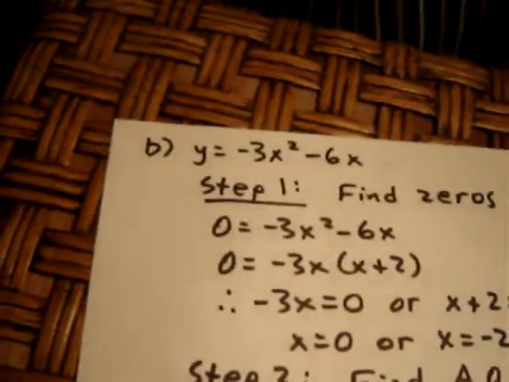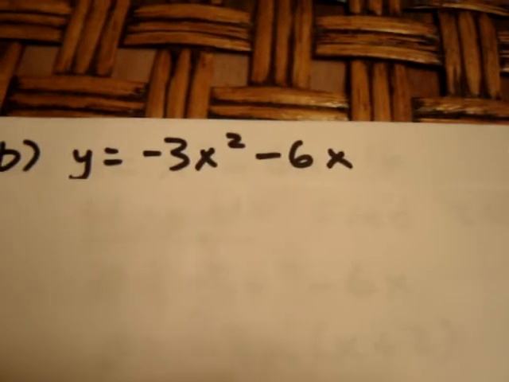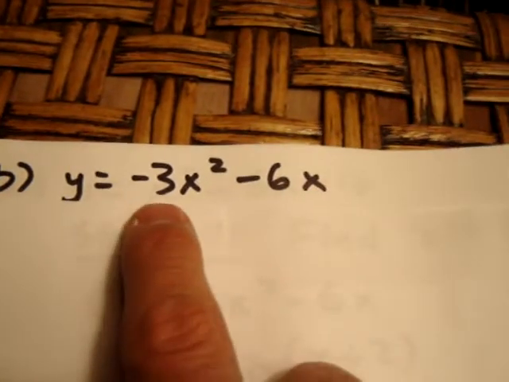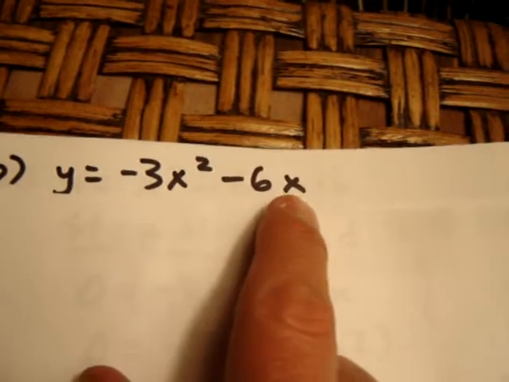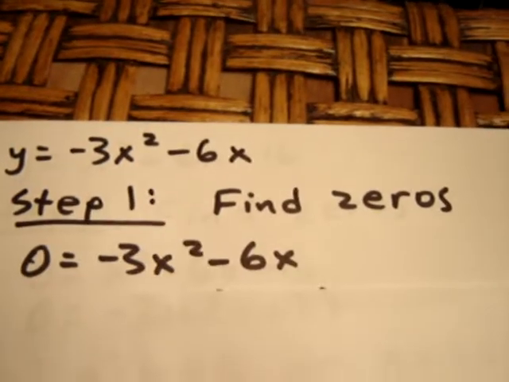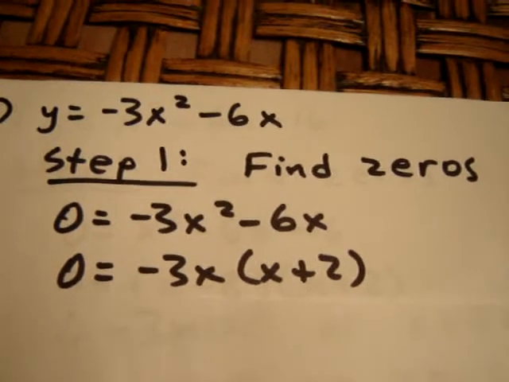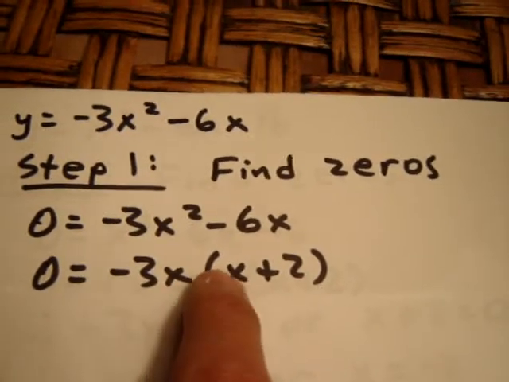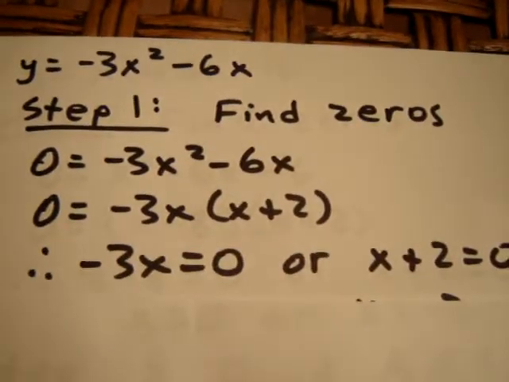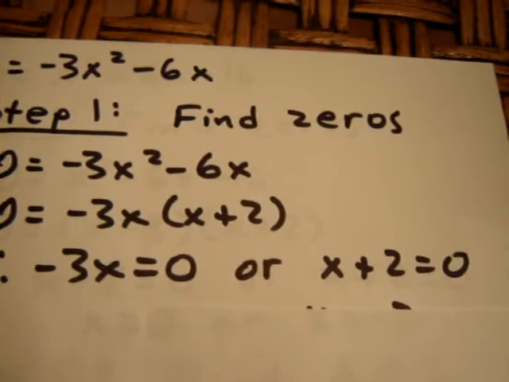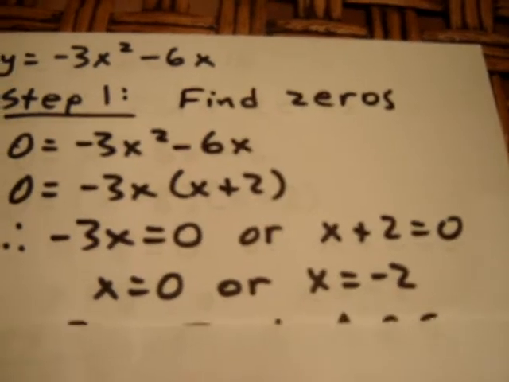Moving to our next question. We have y equals negative 3x squared minus 6x. Now here we can do something called common factoring. We can common factor negative 3x out from this term and this term. So we find the zeros by common factoring out negative 3x, and we're left with x plus 2. When in doubt, if you have the right answer, just in your mind, distribute again and see if this is what you get. Well, we now have two factors, either negative 3x equals 0 or x plus 2 equals 0. Well, that would mean that x is 0 or x is negative 2.